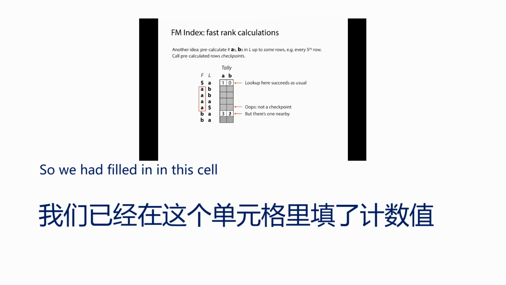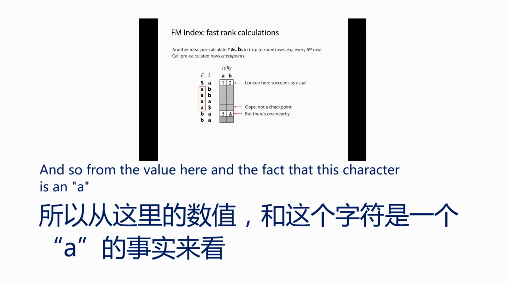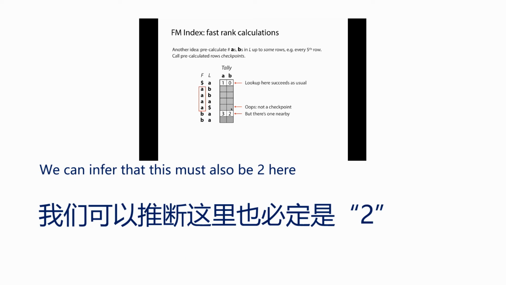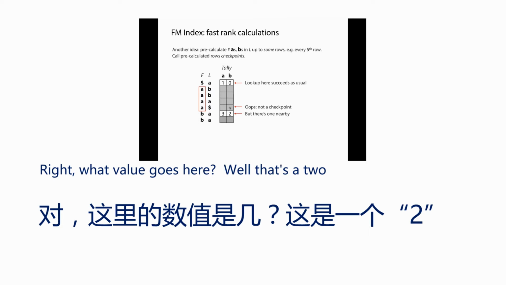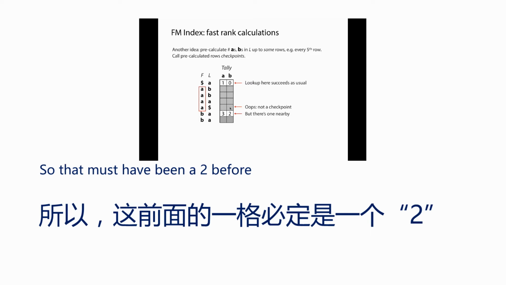So we have filled in this cell. While we don't have this cell, we do have this cell. And so from the value here, and the fact that this character is an A, we can infer that this must also be 2 here, right? What value goes here? Well, that's a 2, and that's an A, so that must have been a 2 before.